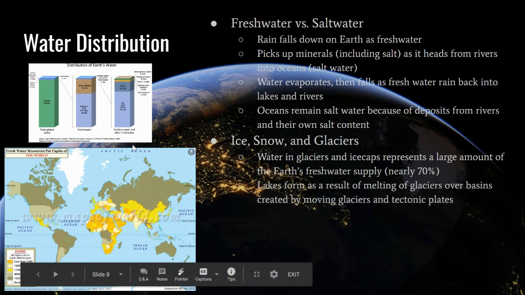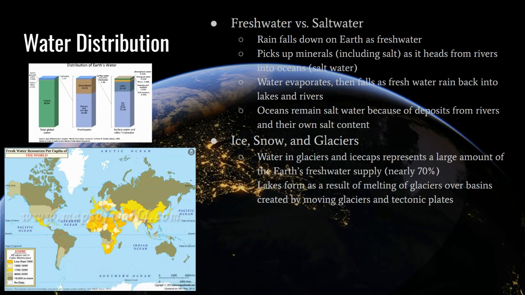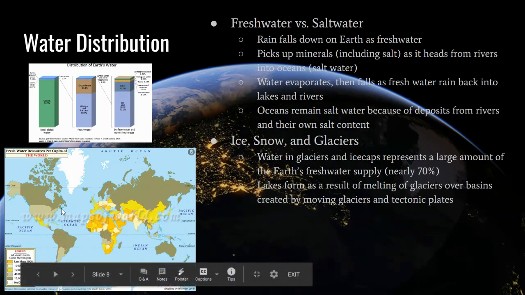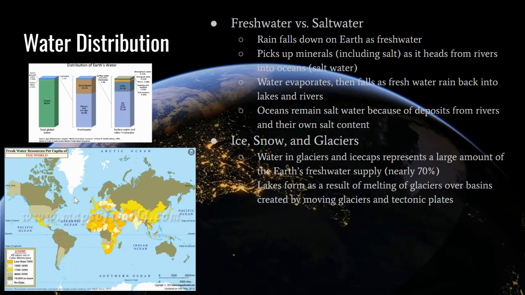Lakes specifically form as a result of melting of glaciers over basins, which are created by those moving glaciers and tectonic plates. So you have these large glaciers sitting on these plates. The plates are moving over the mantle on the Earth's crust. And as they move, they are literally carving out pieces of the Earth's surface. And as they carve those parts of the Earth out, the glacier that's moving over them begins to melt and it fills in the basin that they created with fresh water.